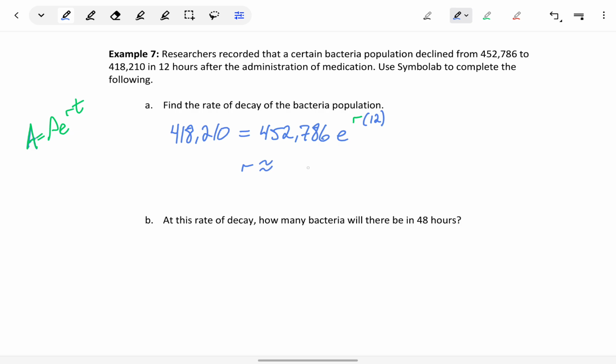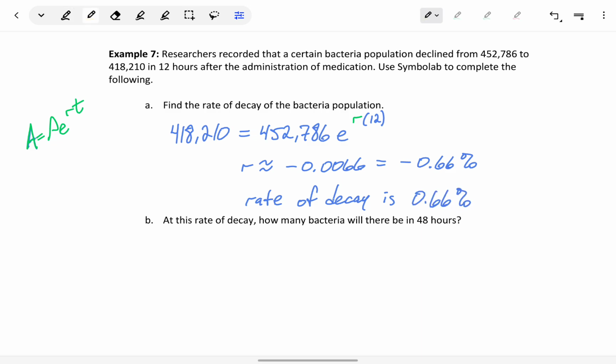value for r of approximately negative 0.0066 or negative 0.66%. That's our value for r, but again, when we report the rate of decay for this population, we would say the rate of decay is 0.66%. Since that statement decay already implies that this is a negative value.